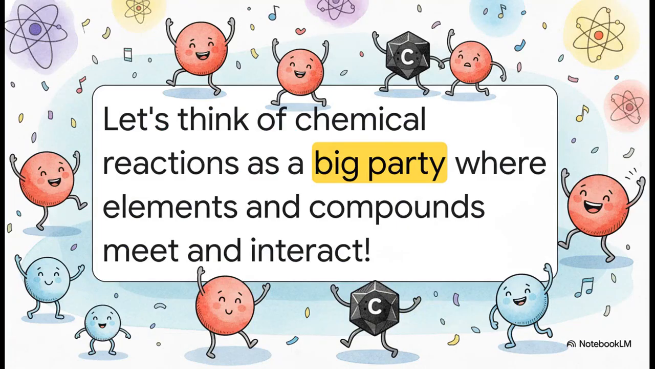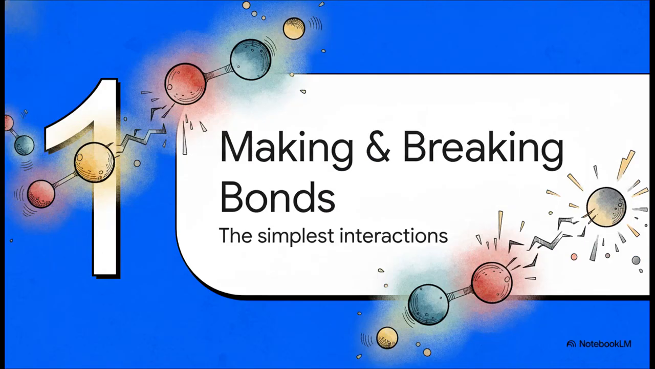You know what? To make this all easier to wrap our heads around, let's think about it like this. Imagine the entire world of chemistry is just one massive, nonstop party. The elements and compounds, they're the guests. And the chemical reactions, well, those are just all the different ways they interact with each other on the dance floor. All right, so if it's a party, what are the most basic things that happen? Well, it really just comes down to guests either pairing up or deciding to break up and go their separate ways. It's all about making and breaking bonds.